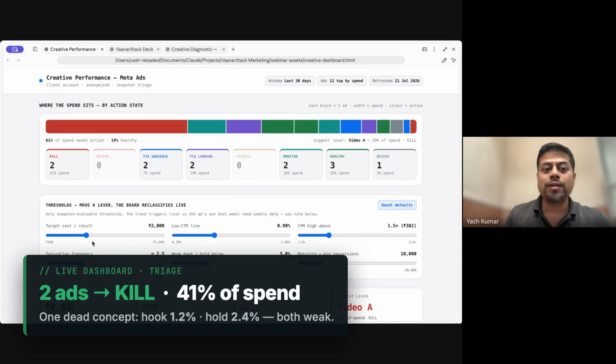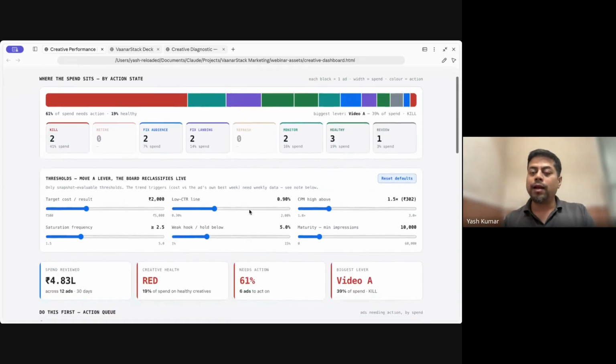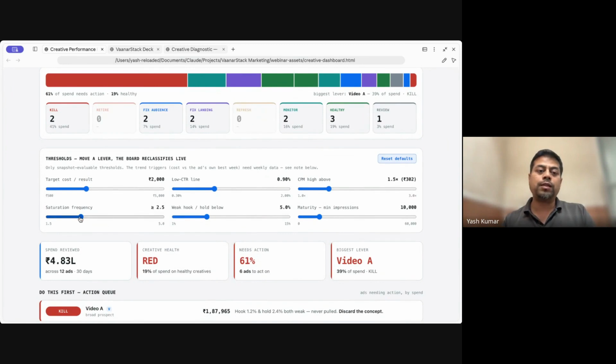So if you see, based on certain benchmarks, it is telling me that there are two ad creatives that I should be killing. There are none that I should retire, and then some to fix the audience of the ad, fix the landing page of the ad, or refresh, monitor, unhealthy, and what is within review. What each of these definitions means, we will go into detail, but this is something that Claude is fetching automatically and presenting in this dashboard. This is not something that I have custom built each time; we have built it once, but then the data is being provided by Claude.